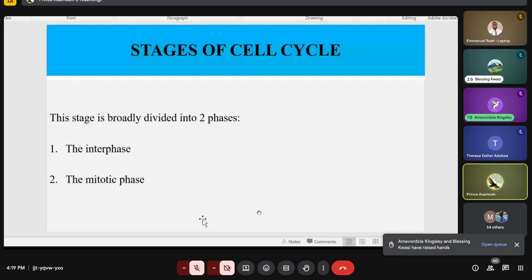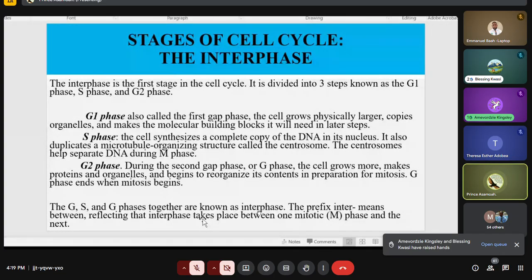The first is the interphase. The second is the mitotic phase. We want to say that the first broad stage, which is the interphase itself, undergoes three steps or phases: G1 phase, S phase, and G2 phase.